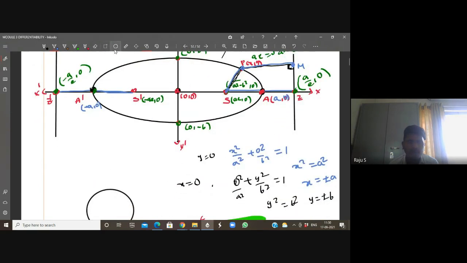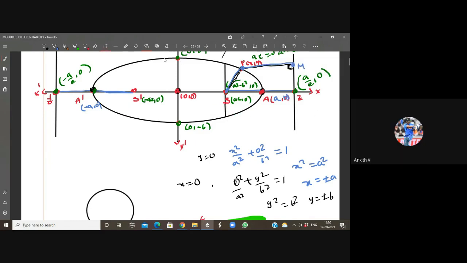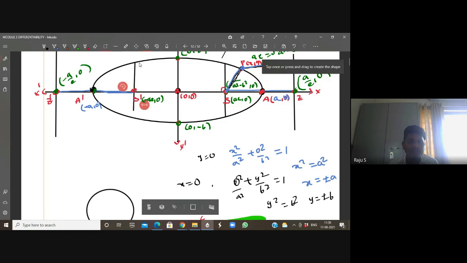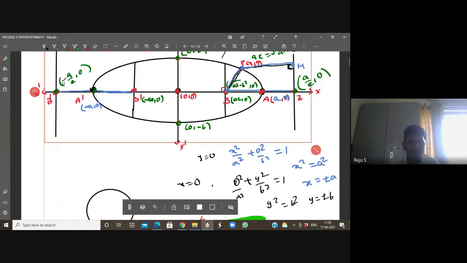Okay, now coming to the latus rectum. What is meant by latus rectum? The line which is passing through a focus, and it's also perpendicular to the major axis. And how many latus rectums are we going to get? Two latus rectums. But are both of equal length or different length?